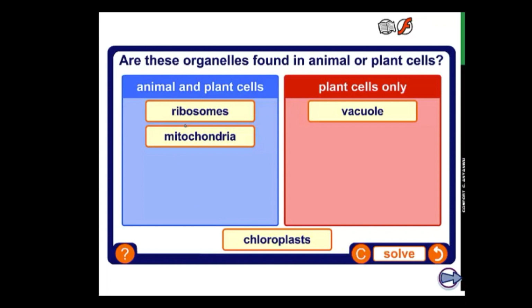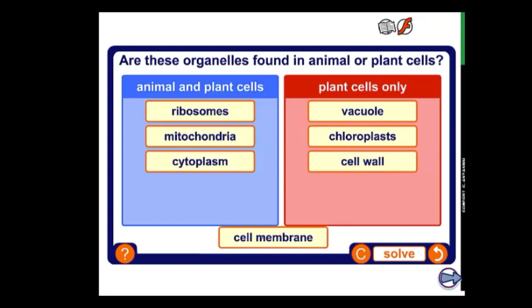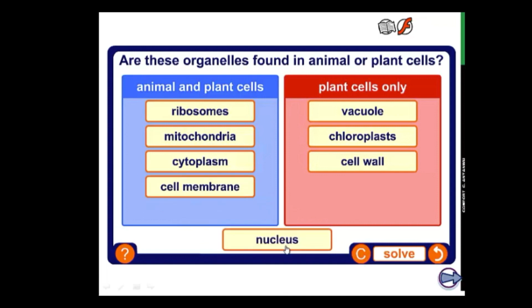Chloroplast, the green pigment, where do we find it? It is in plant cells. Cytoplasm, in both. Cell wall is for plant. Cell membrane is for both. And nucleus is found in both plant and animal cells. That brings us to an end of our discussion on plant and animal cells. We're going to look at some learning exercises to conclude today's lesson.